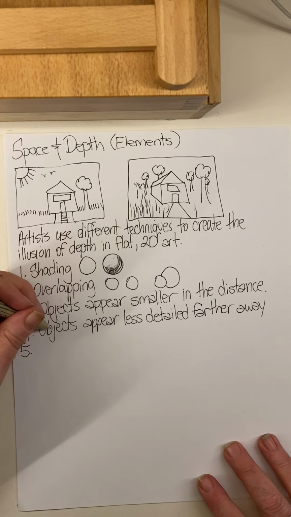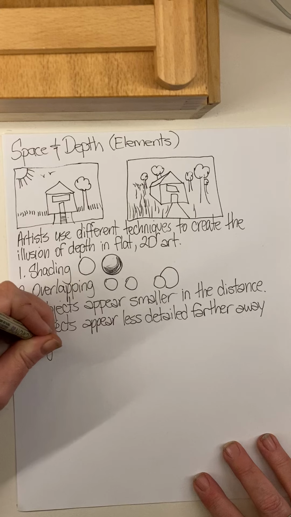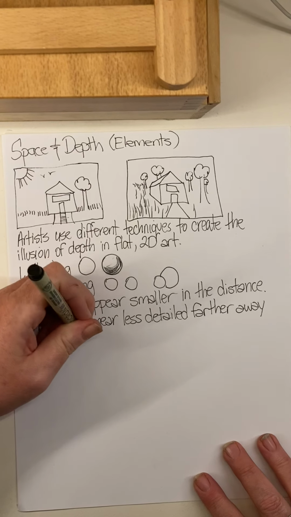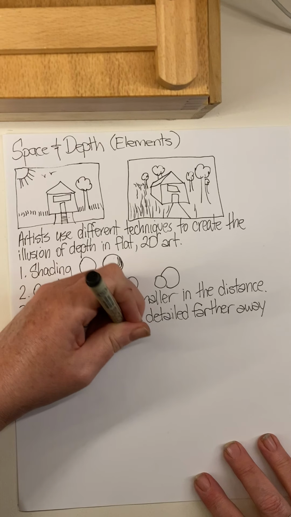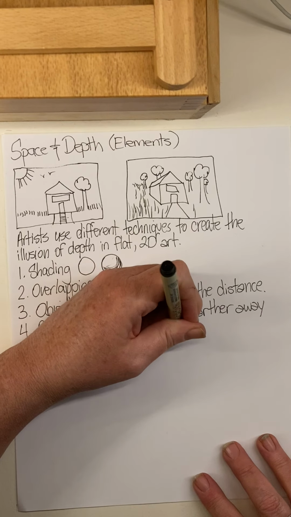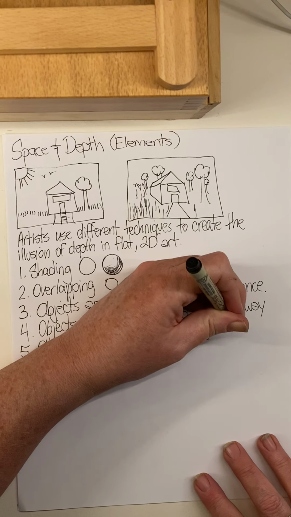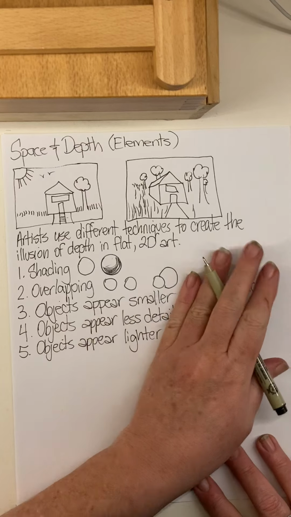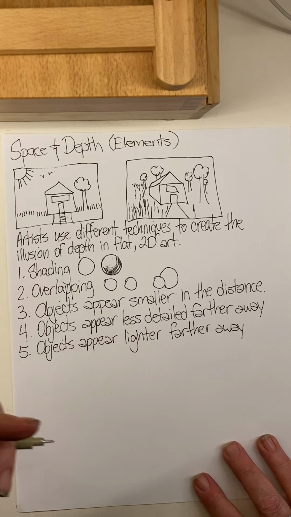The other thing that happens is they also appear lighter farther away. Again, don't stop halfway through. Objects appear lighter doesn't say anything. Objects appear lighter farther away.